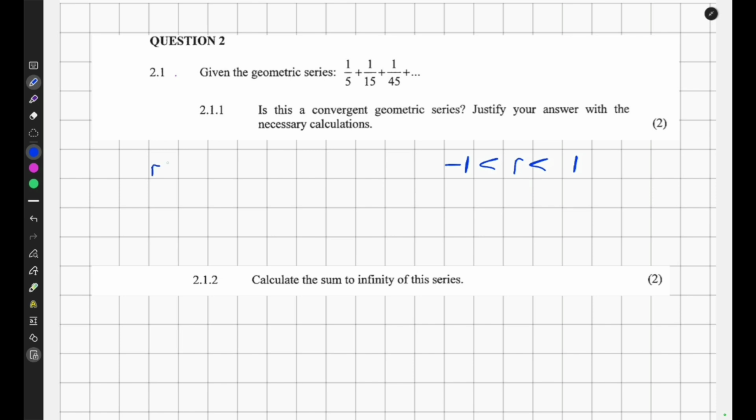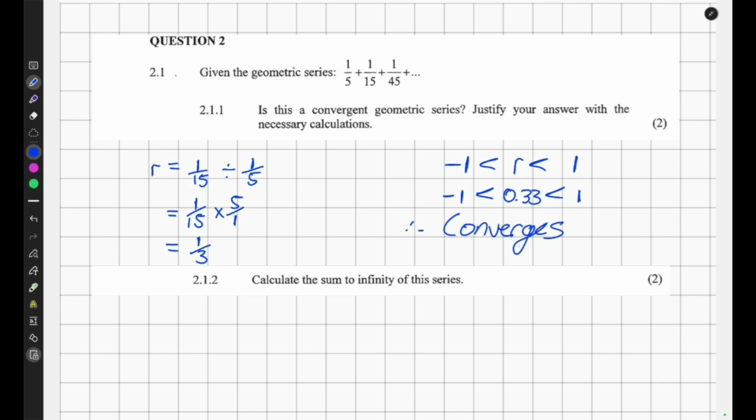R is always equal to term 2, which is 1 over 15, divided by term 1, which is 1 over 5. If I now divide that, I'm going to tip and times, and this is 1 over 15 times 5 over 1, and that is equal to a third. A third is 0.33, and therefore I can just tell them 0.33 lies between -1 and 1, therefore converges.